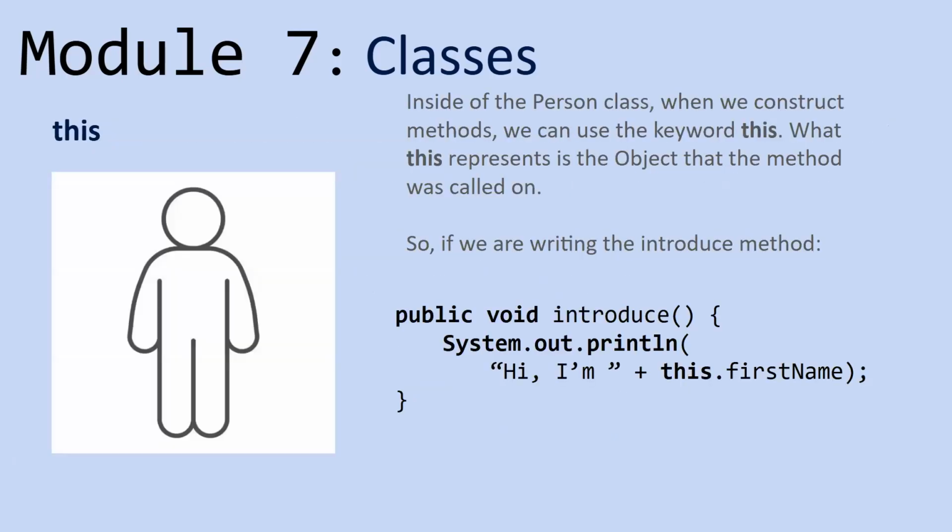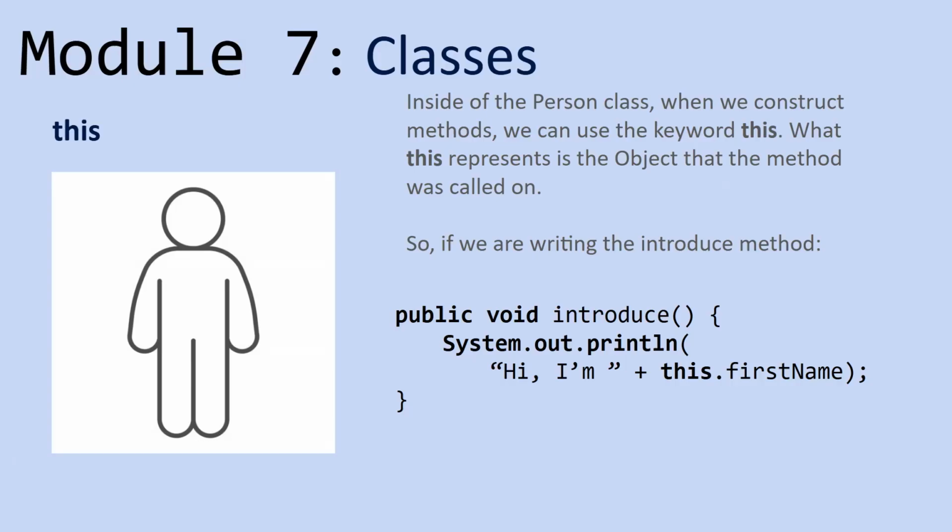All right. And now for the this keyword. So, this can be a little confusing, but it's very useful and pretty vital for making non-static methods for a class. So, inside the person class, when we make the actual non-static methods that a person can use, we'll use the keyword this a lot.